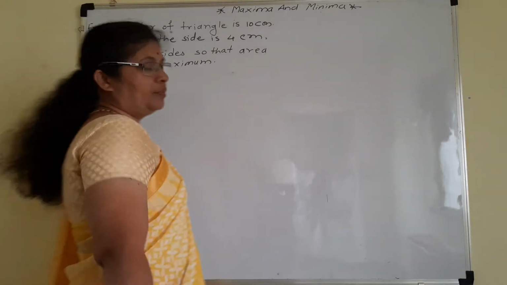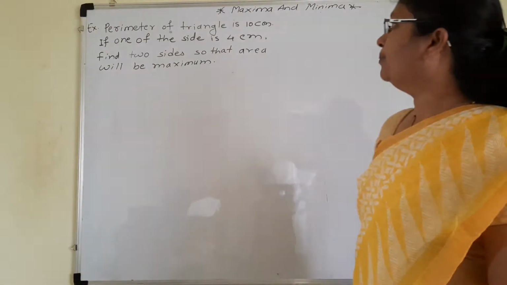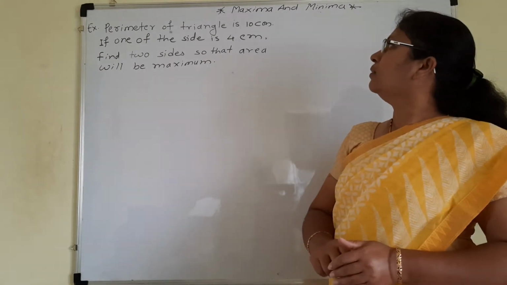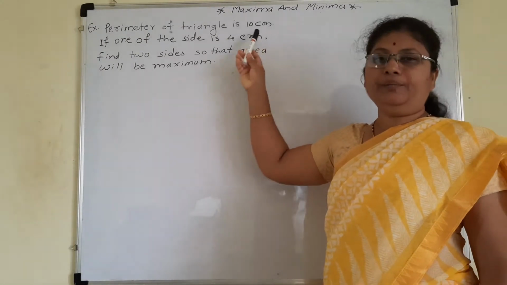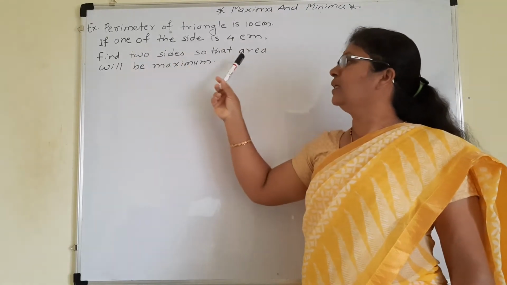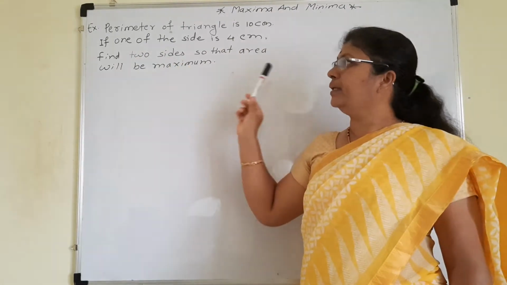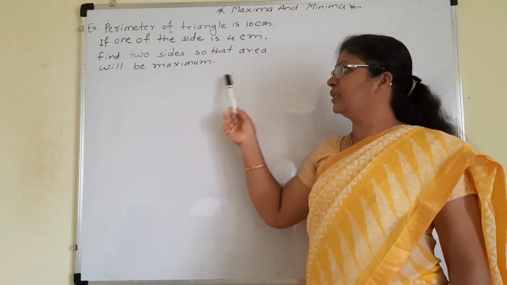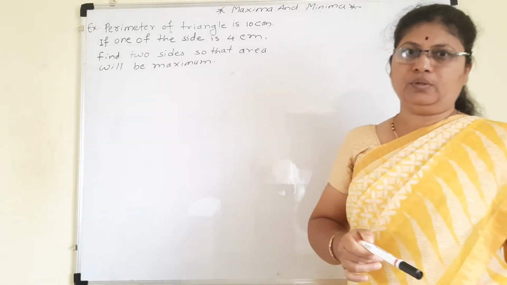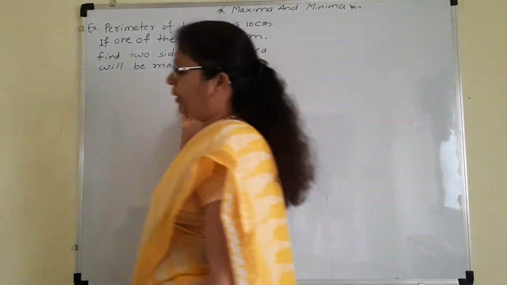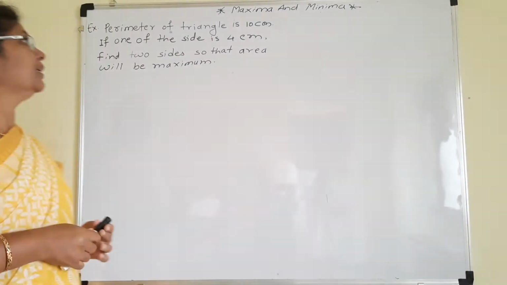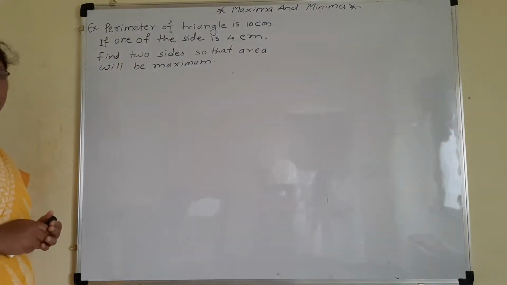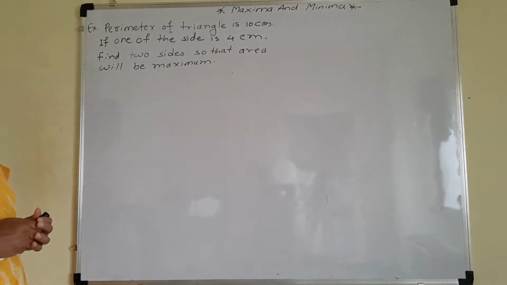Consider the next word problem regarding maxima and minima. The perimeter of a triangle is 10 centimeter. If one of the sides is 4 centimeter, find the remaining two sides so that the area of the triangle will be maximum. What is given? The perimeter of the triangle is given. Perimeter is 10 centimeter and one of the sides is given as 4 centimeter.